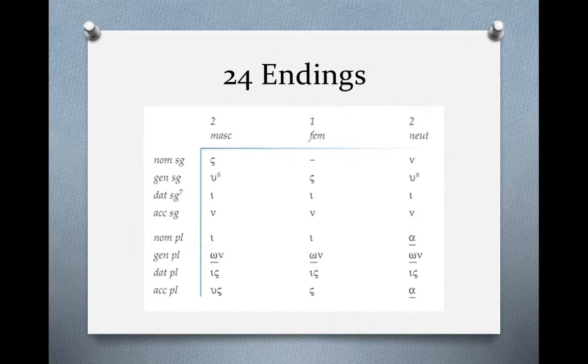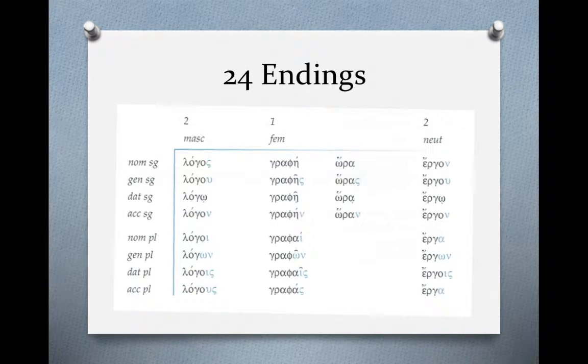These are the 24 endings that we want to become really familiar with, and we're going to do a lot of practice with these endings and with parsing in the coming weeks. Here's what the endings look like when they're actually attached to words. Logos is the case word, or the practice word, let's say, for the masculine column. Graphe and hora for the feminine. And then ergon for the neuter.